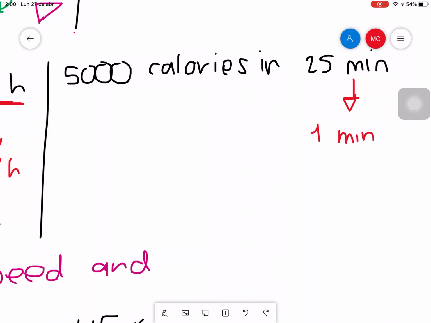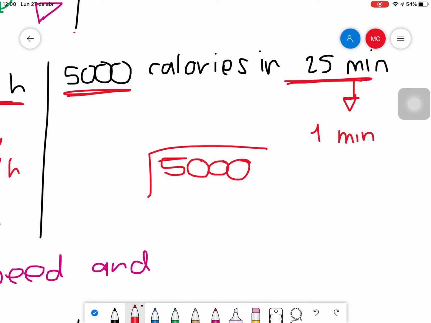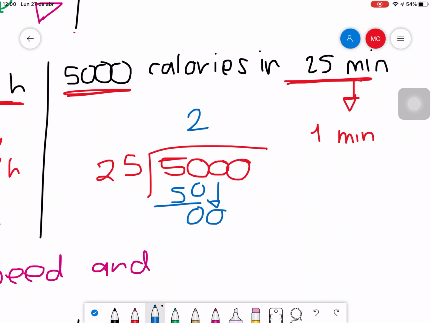I'm trying to find the unit rate. So what do I do? The same. I identify the numbers. I know the first one would be inside of the division. And then I divide that by 25 and I say, how many times does 25 fit in 50? 2, because 2 times 25 is 50. I am left with 0. I put down the other 0 and the other 0, and I know by now that it will give me 0, right?